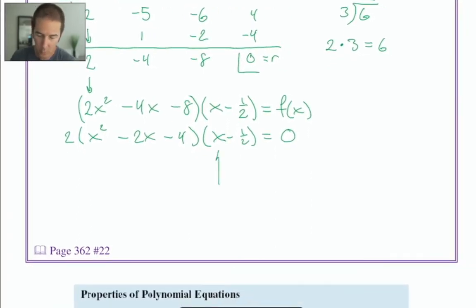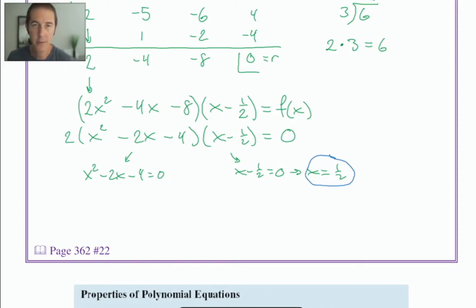Certainly an x value of 1/2 is going to work. We already know that that's one of our zeros because we did the synthetic division and got a remainder of 0. So we knew that the 1/2 was going to be a 0. How do I find my other zeros? Well, normally, in a situation like this, you would take these factors and set them each equal to 0. X squared minus 2x minus 4 equals 0. X minus 1/2 equals 0. And then we'd add 1/2 to both sides here, and we would get x equals 1/2. And that's one of our zeros. That's great.